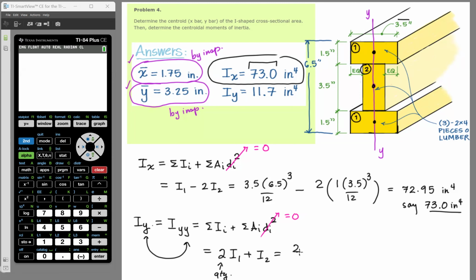Okay, let's write it out. Moment of inertia of shape 1 about its own parallel axis. So here's the parallel axis. Base of 1.5, and what are we going to cube? 3.5. Okay, moment of inertia of shape 2 about its own centroidal axis. So I'm going to do 1.5 and 3.5, and the one that I want to cube is the 1.5.